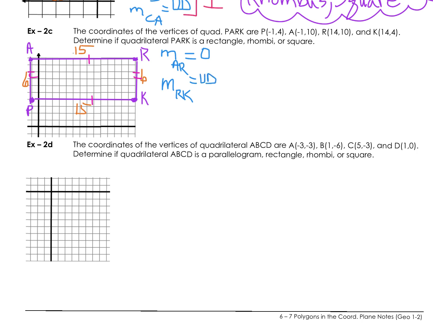But I'm going to keep going. So then from K to P, that's horizontal. I can walk on it. It has a slope of 0. And then finally from P to A, I cannot walk on that vertical line, so it is undefined.